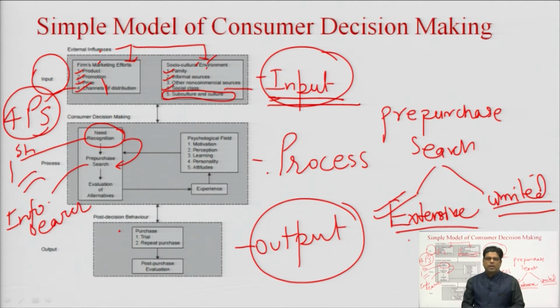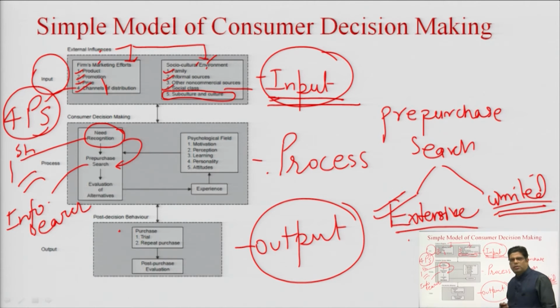Suppose any consumer has to purchase a product such as a pen or a shirt or something like that, then the pre-purchase search will be a limited one, because the product is not that expensive. So, this becomes the second step of the process, that is pre-purchase search or information search.